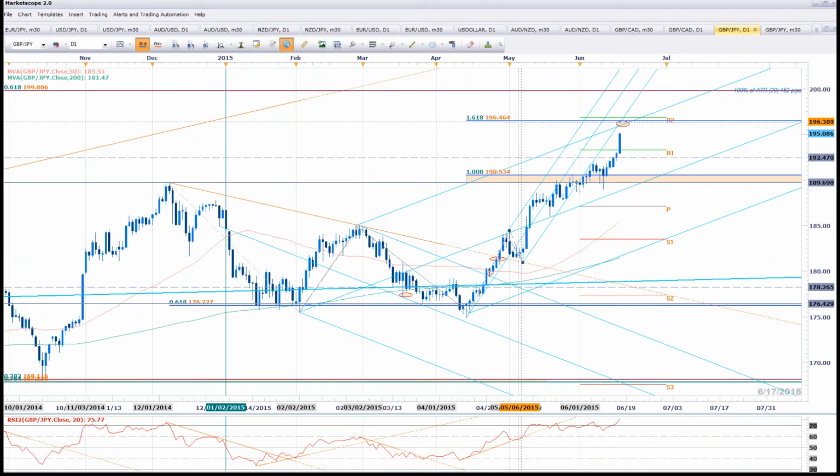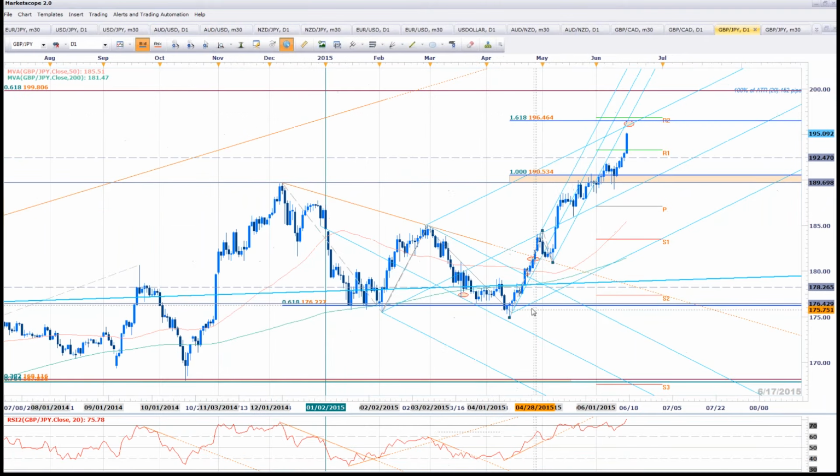You're basically looking at a very similar setup to what we're looking at on the Sterling Kiwi. There's your 1618 extension, upper median line parallel, except here we also have the monthly pivot stretching into that, and a former lower median line parallel now serving as resistance. So an area which for the Sterling Yen would be an interesting hold.